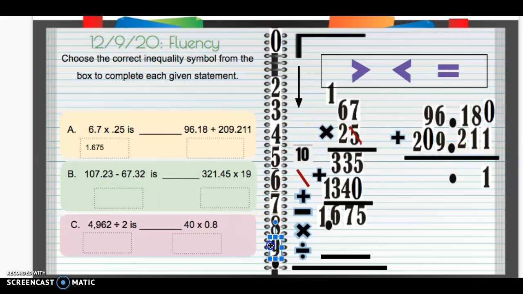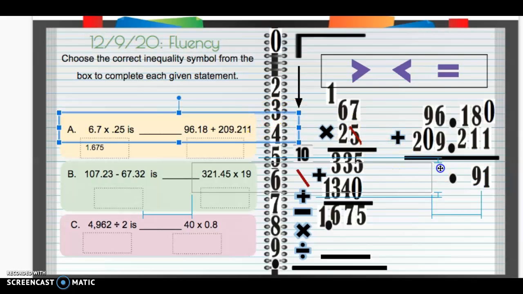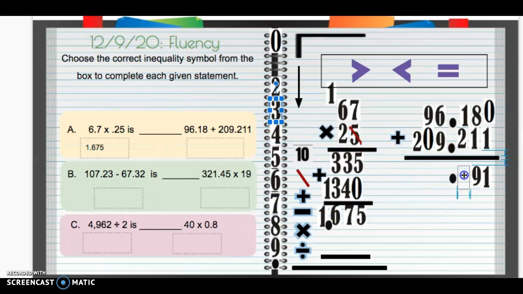8 plus 1 is 9. 2 plus 1 is 3. 6 plus 9 is 15. 9 plus 1 is 10. And 2 plus 1 is 3. So we have 305.91.